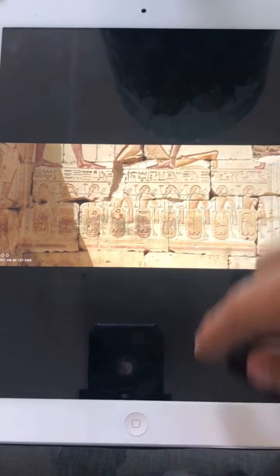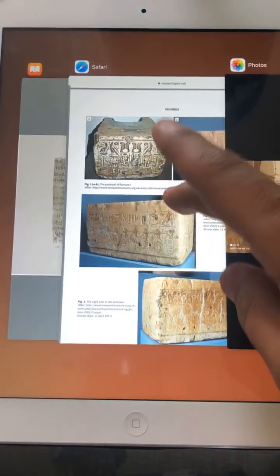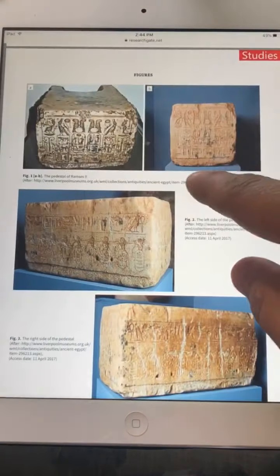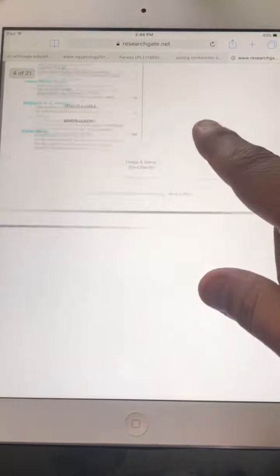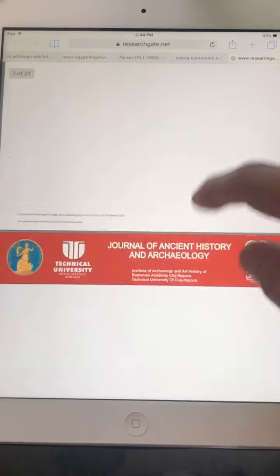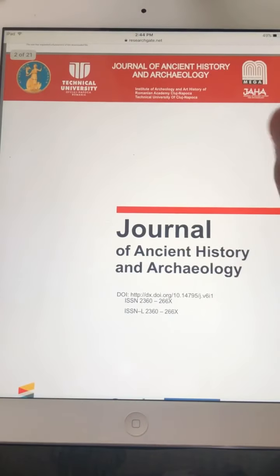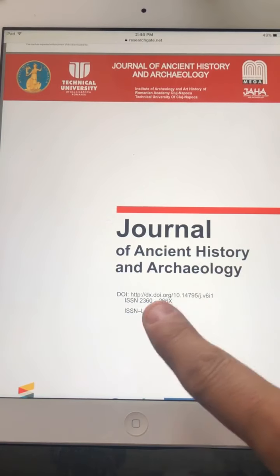If you want this article that I'm going to show you right now, just DM me and I'll send it to you, or you can find it online. The article is from the Journal of Archaeology and History, Technical University of, I believe, Romania. It's called Ancient Egypt's History and Archaeology.